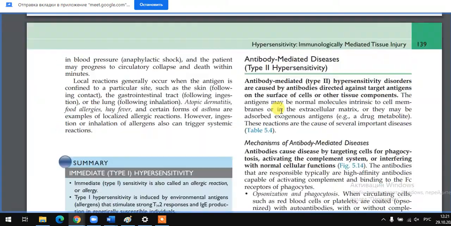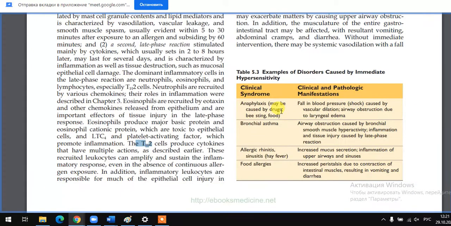So we have different manifestations. Let it be your individual, self-individual work. These clinical syndromes which are caused by allergy: anaphylaxis, bronchial asthma, allergic rhinitis, and food allergies.